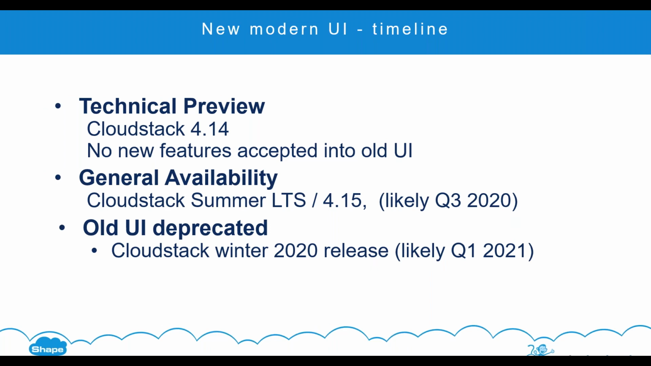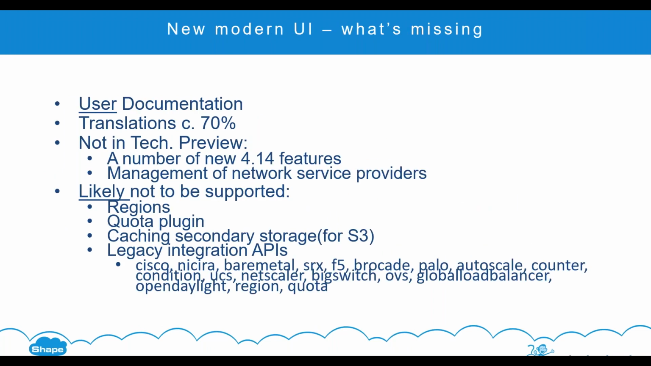But as of last week, when Tech Preview was released, no new features are being accepted into the existing UI. At the next release, which is going to be roughly end of August, that sort of time frame, that will ship with the GA version of the new UI and also the old UI again. But the point being is you could migrate to that new UI at that point. And then in the following version, which will be around the turn of the year, the old UI will be deprecated. So if there's one takeaway from this today, those of you running CloudStack environments, you need to think about this new user interface.